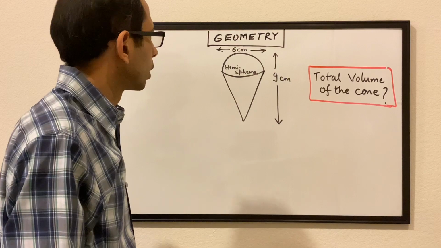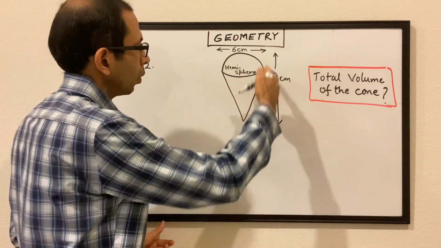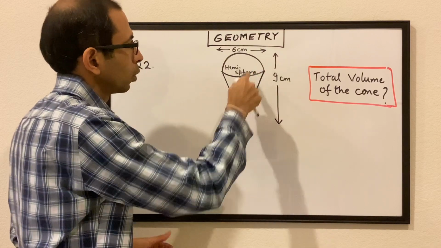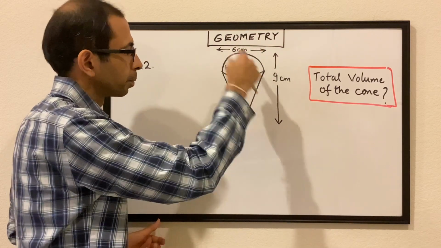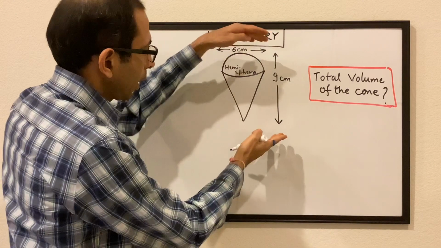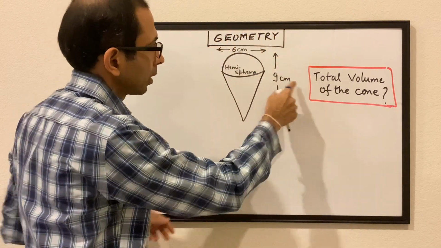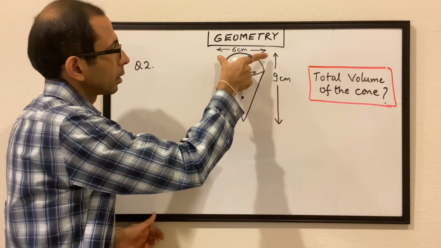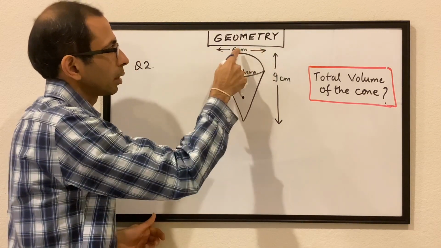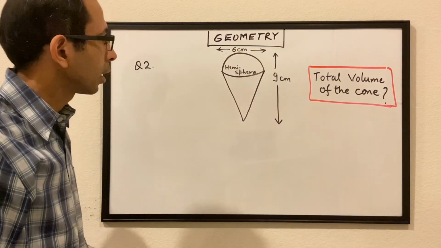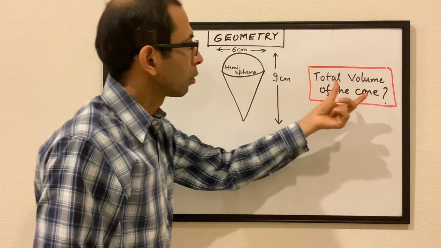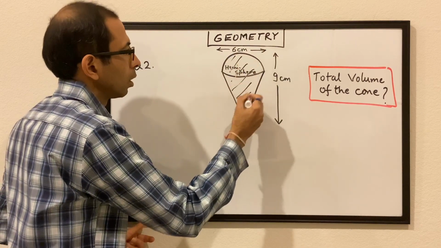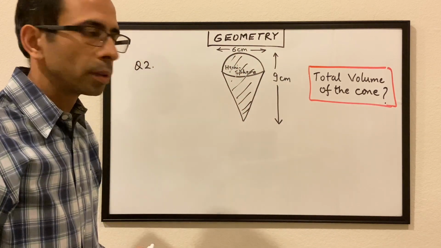Question 2. We have a cone, right? And on the top of the cone we have a hemisphere. The total height of this whole thing is 9 centimeters from the very top to the bottom, and the diameter of the hemisphere is 6 centimeters. Okay, and we have to find the total volume of this solid.